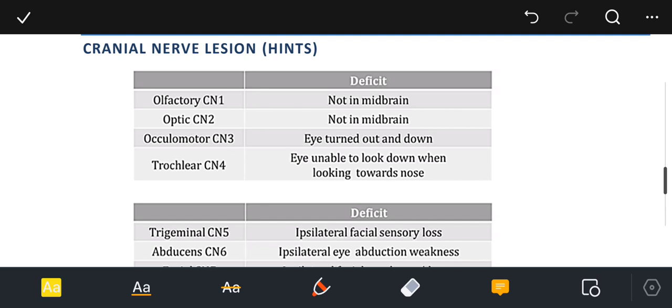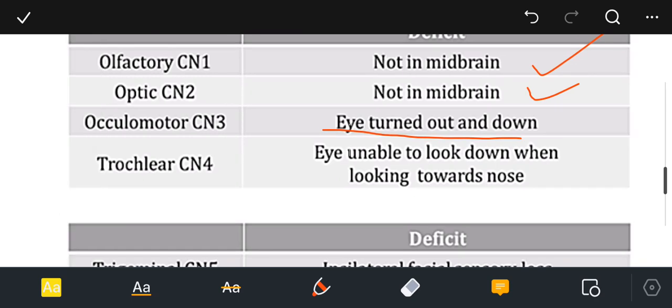Hints. The olfactory nerve is not in the midbrain. Cranial nerve 2 is also not present in the midbrain. With the oculomotor nerve 3, the eye will be turned down and out. So a down and out position of the eye will clue you into a lesion of cranial nerve 3. If the trochlear nerve is damaged, the eye is unable to look down and in, towards the nose. People who have trochlear nerve damage have difficulty going down the stairs or reading a book because their eyes will not look down. They have a lesion in the trochlear nerve and cannot use their superior oblique muscles.